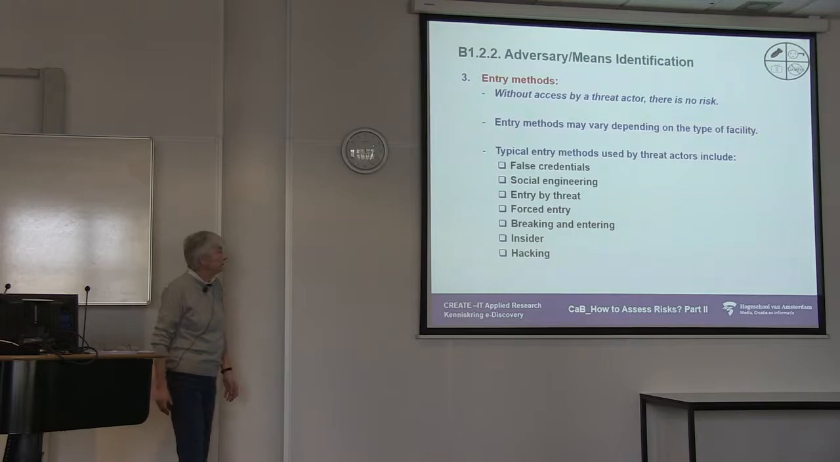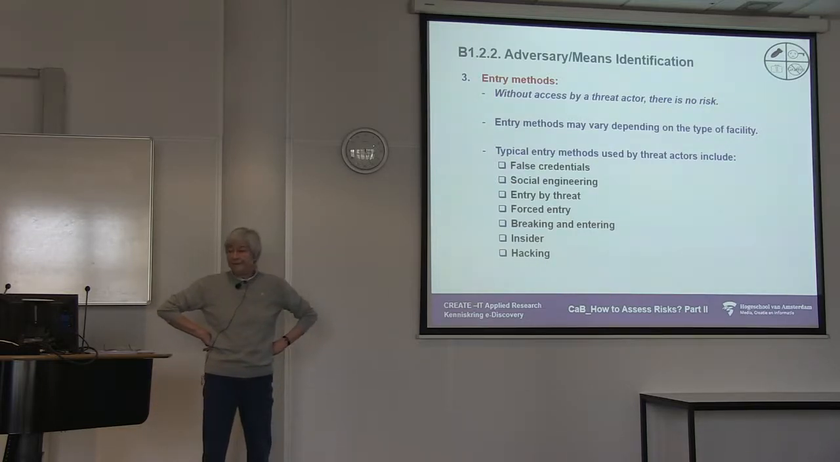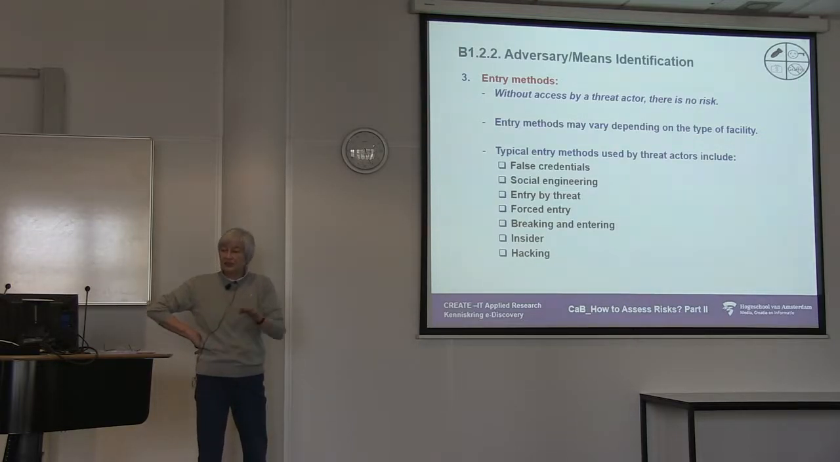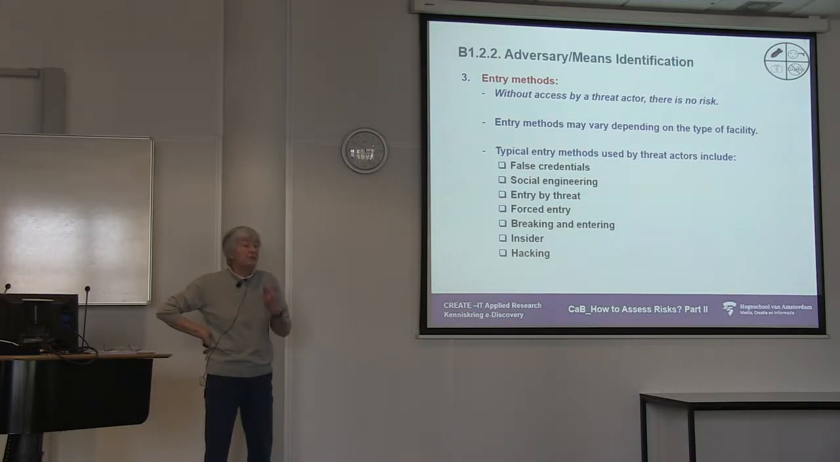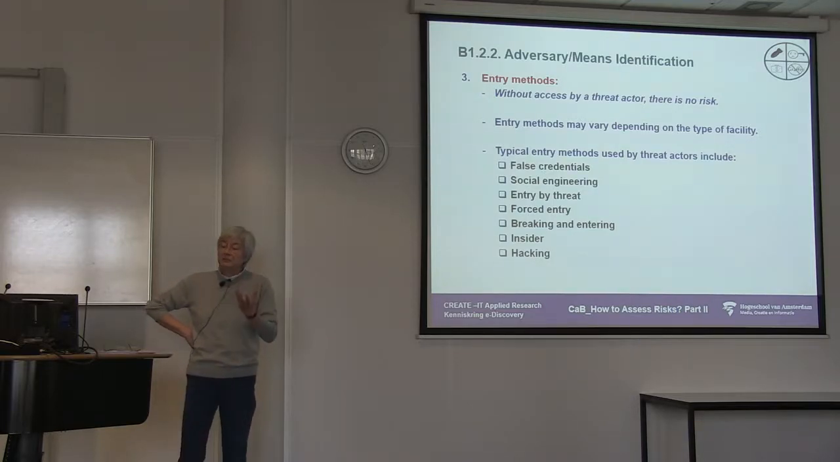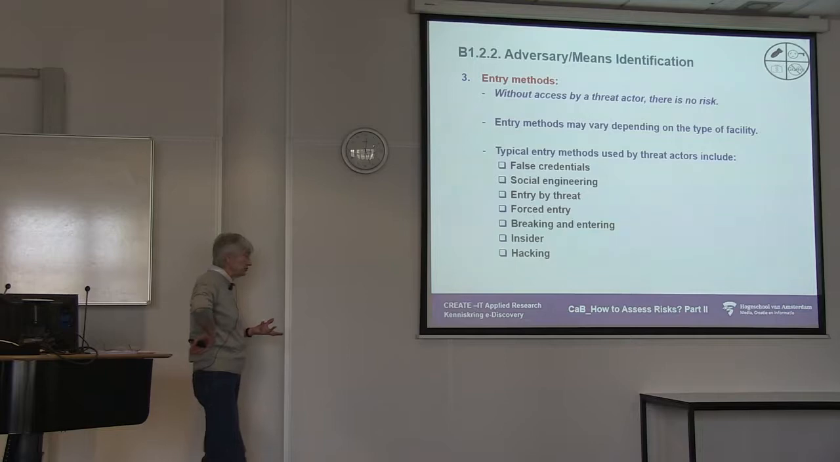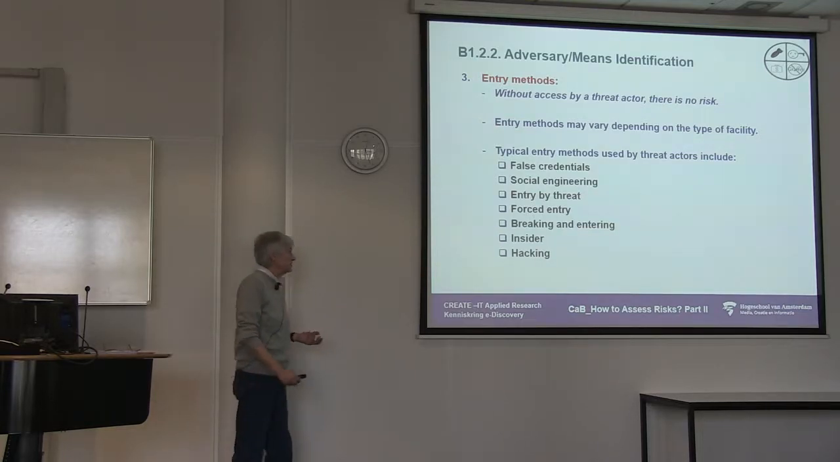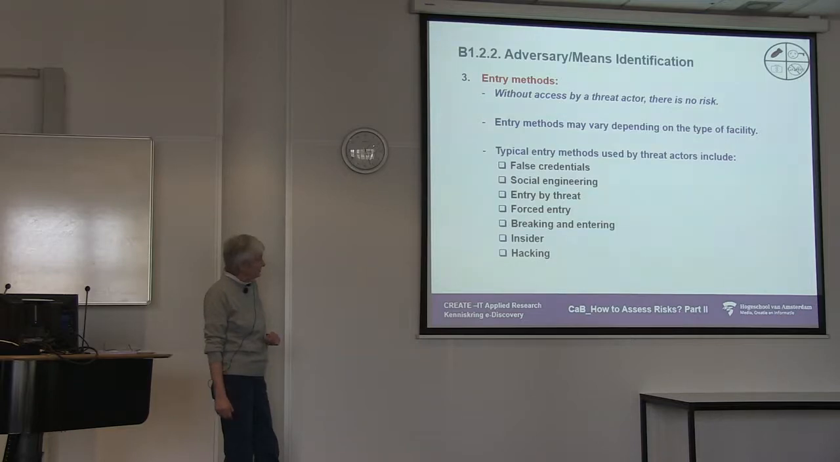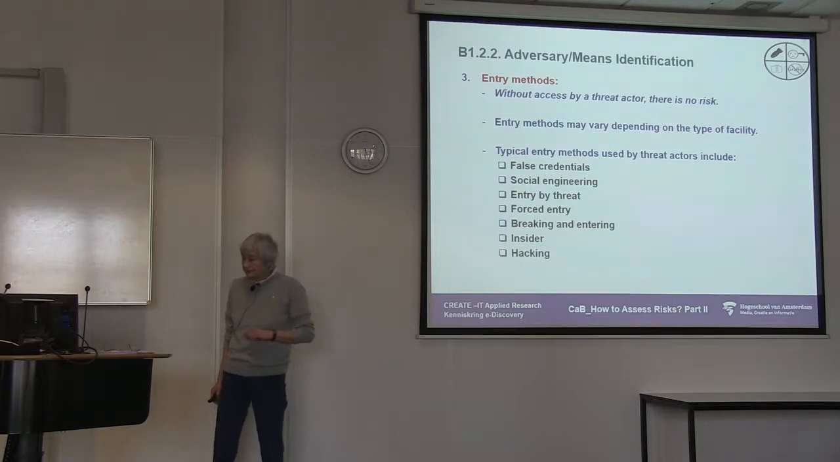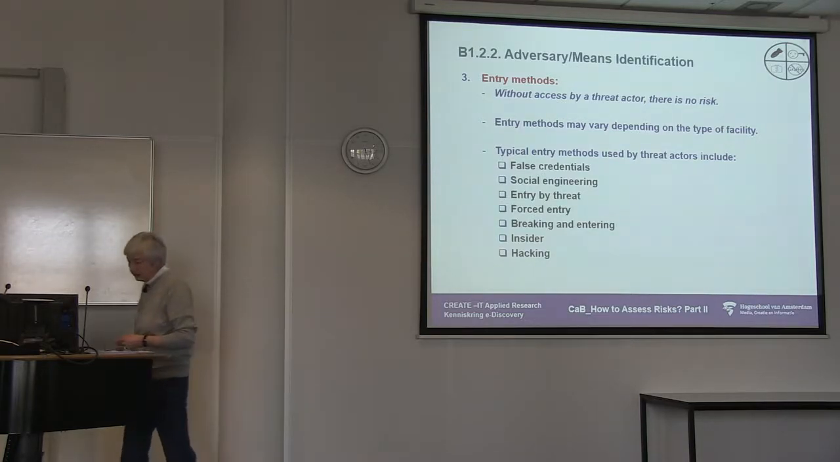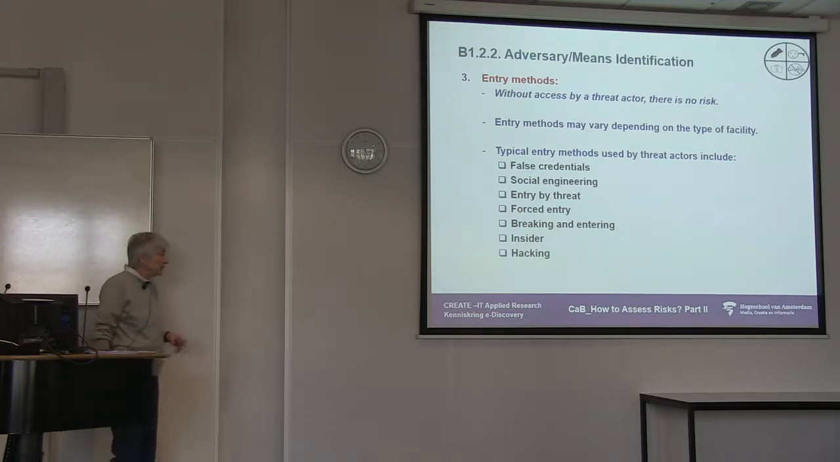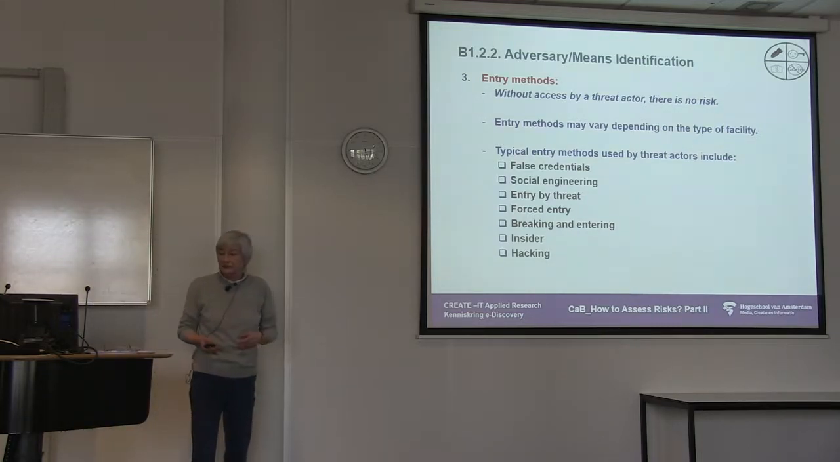Then the entry methods. If a threat actor can't get into your organization, then there is no risk. So there must be a possibility to access, so there must be an entry method. And it depends on the entry method a threat actor uses how more or less successful it is. False credentials can be used, social engineering, entry by threat, forced entry, think about the car running into the building, breaking and entering, an insider job, and hacking.